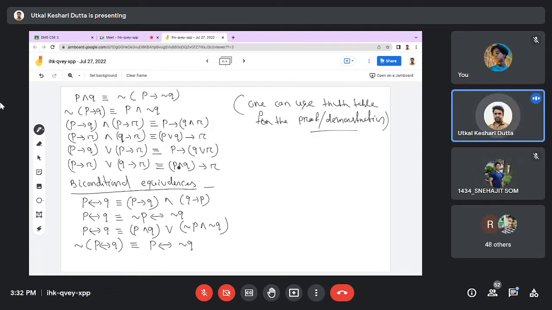See, for the proof, if you want, just find the truth table and compare the two columns. If they are the same, they are equivalent.